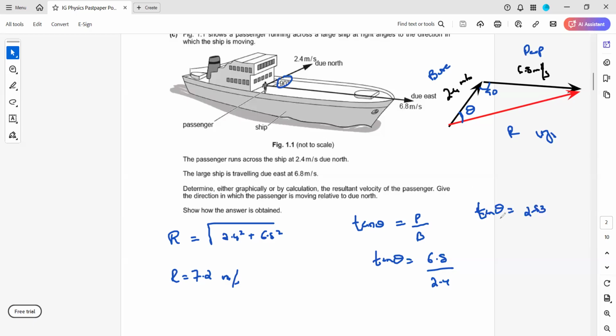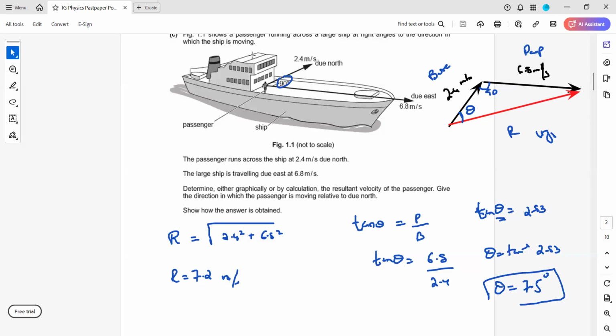2.83. And then you need theta, so take a tan inverse of 2.83. That gives 7.5, so we'll write 7.5 degrees. So the resultant is 7.2 at an angle of 7.5 degrees to the north.